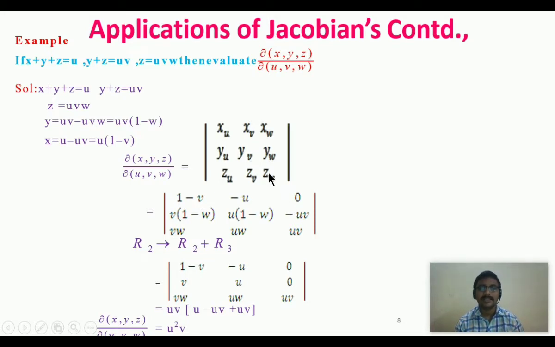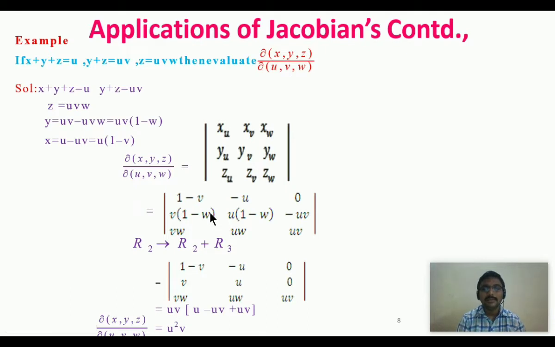Other partial derivatives are also computed the same way. Another example, zw. Zw means dou z by dou w. That is partially differentiating z with respect to w, keeping u and v constant, that is uv constant, and the w derivative is 1. So thus we will have uv. It is the value of zw. Similarly, other partial derivatives are also easily computed.